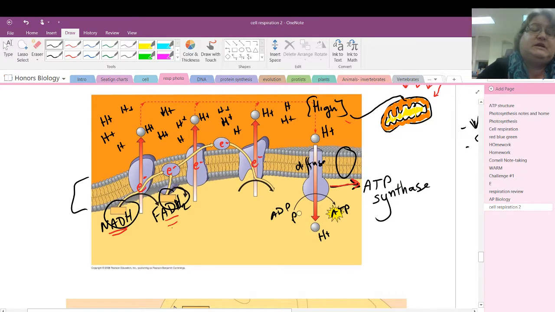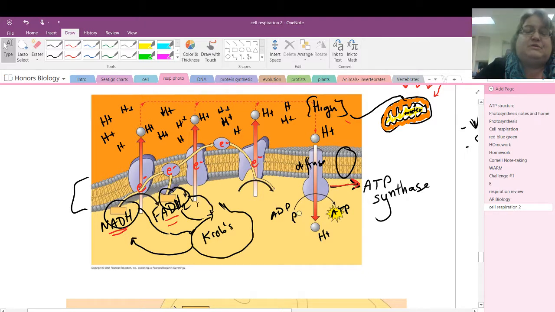So one nice thing to keep in mind, inside the matrix, so here's our matrix. Inside the matrix, this is where our Krebs cycle is happening. So we've got this roundabout of all of these chemical reactions producing NADH. The NADH drops off its electron and then goes back to pick up more electrons. Same thing with FADH2, dropping off its electron and then going back to the Krebs cycle to pick up more. And in that sense, we're going to be able to keep that cycle going.